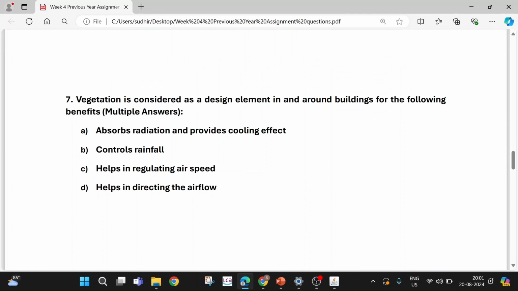Vegetation is considered as a design element in and around the buildings for the following benefits. And you can again choose multiple answers for this particular question. Option A and C will be there. And what about option D? Yeah, D also is okay. So the correct answer will be option A, option C, and option D.